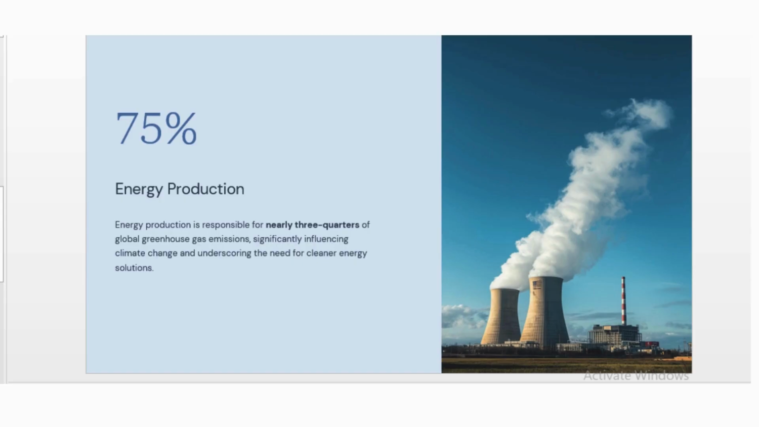It means that 75% comes from energy production in our world. Energy production is responsible for nearly three quarters of global greenhouse gas emissions, significantly influencing climate change and highlighting the need for cleaner energy solutions.